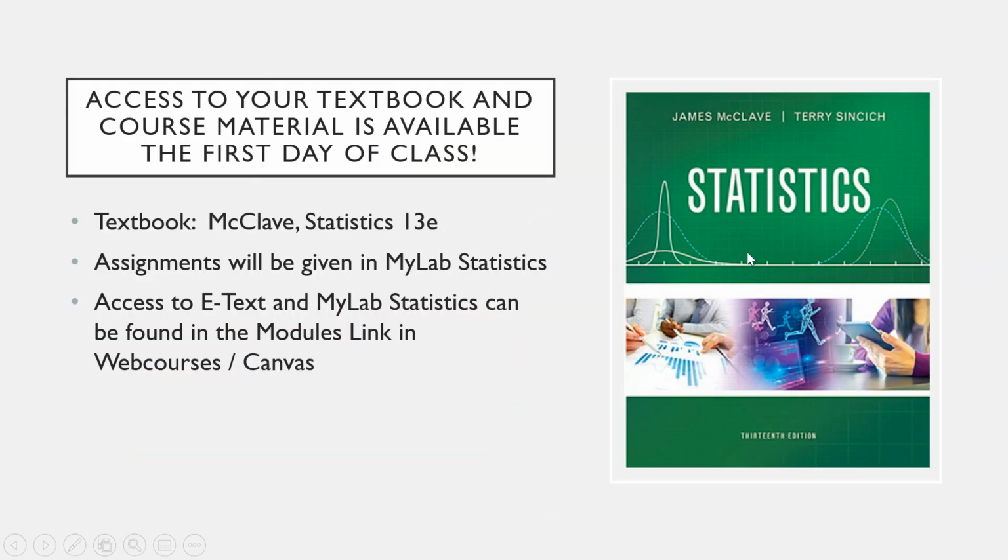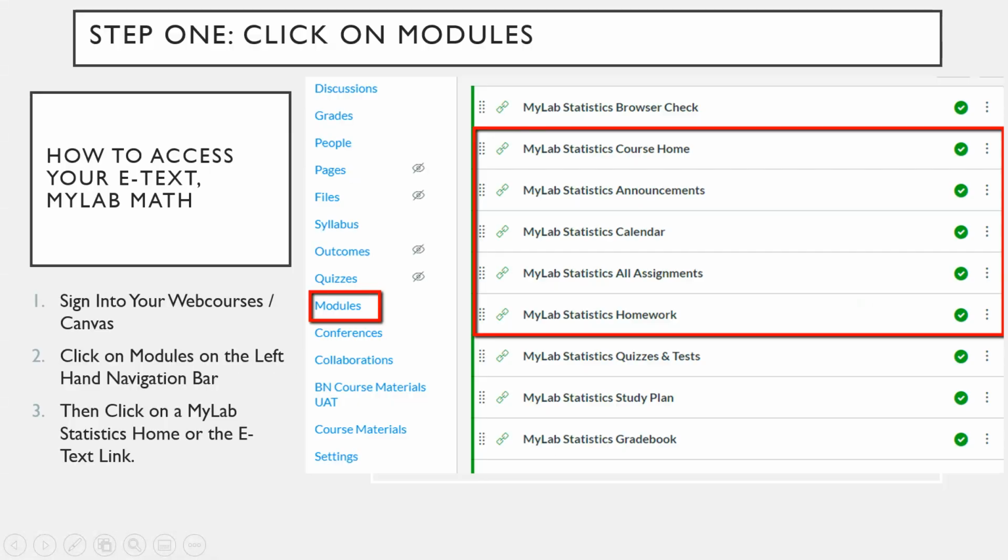The book that you'll be using for this course is Statistics by McClave. It's the 13th edition, and you'll also have assignments in MyLab Statistics. You'll access both the e-text and the assignments directly through the modules link in web courses.